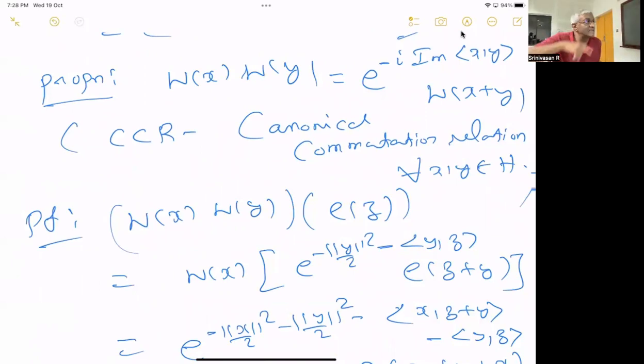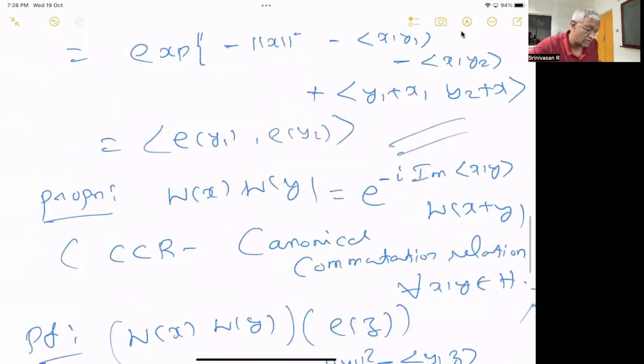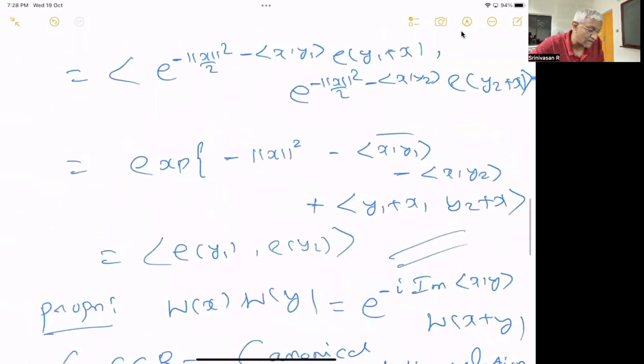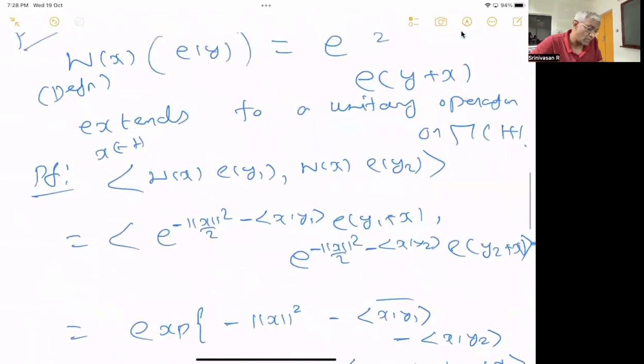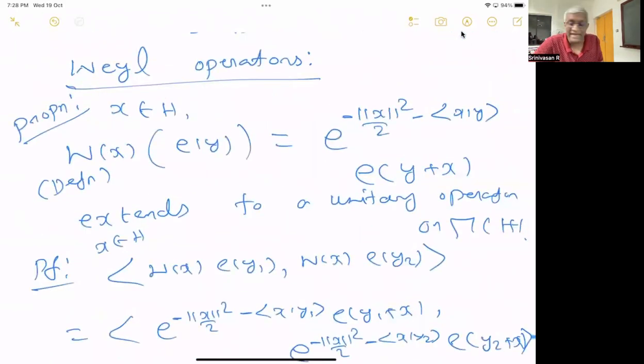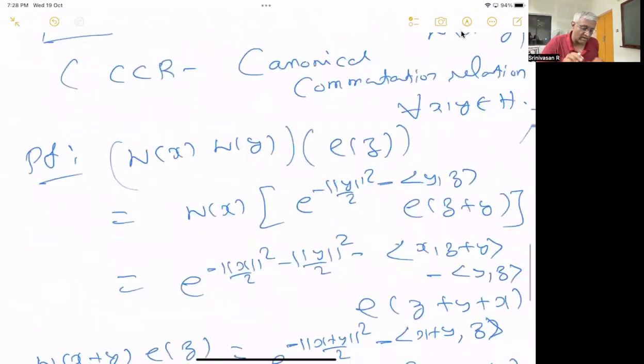And see, in this definition we are using the inner product which is conjugate linear in the first variable and linear in the second variable. Otherwise, if it is linear in the first variable and conjugate linear in the second variable, then instead of xy here, you will have yx, the inner product between y and x. It depends on the inner product, and that is what will give the right answer. So we have got this.